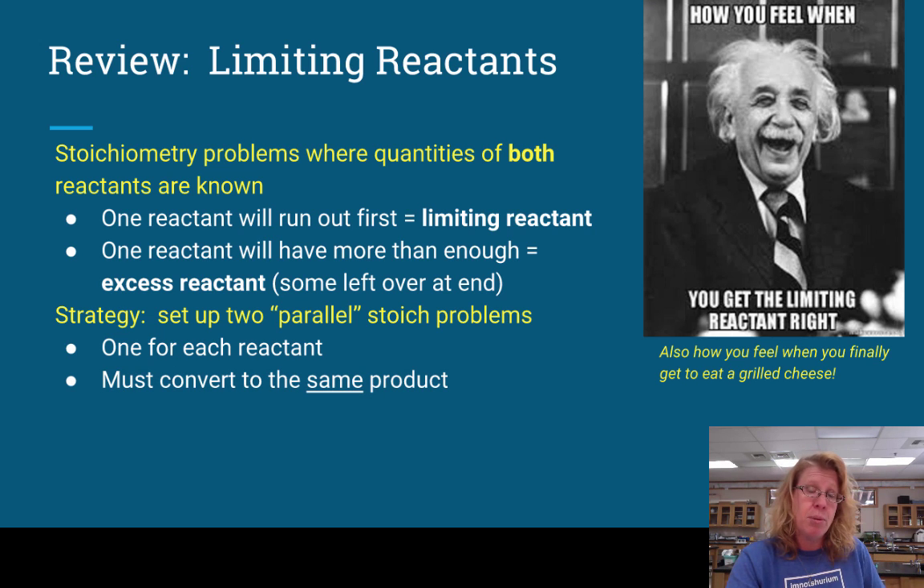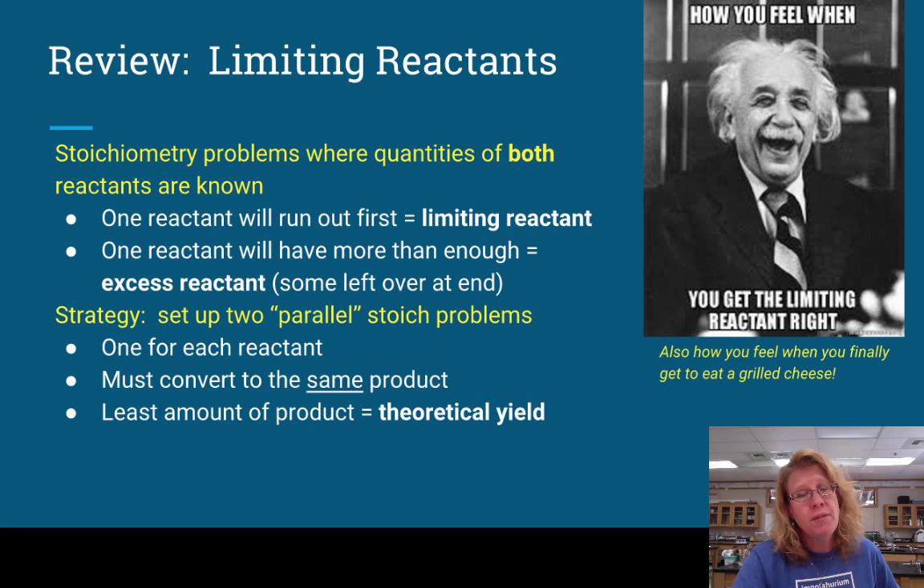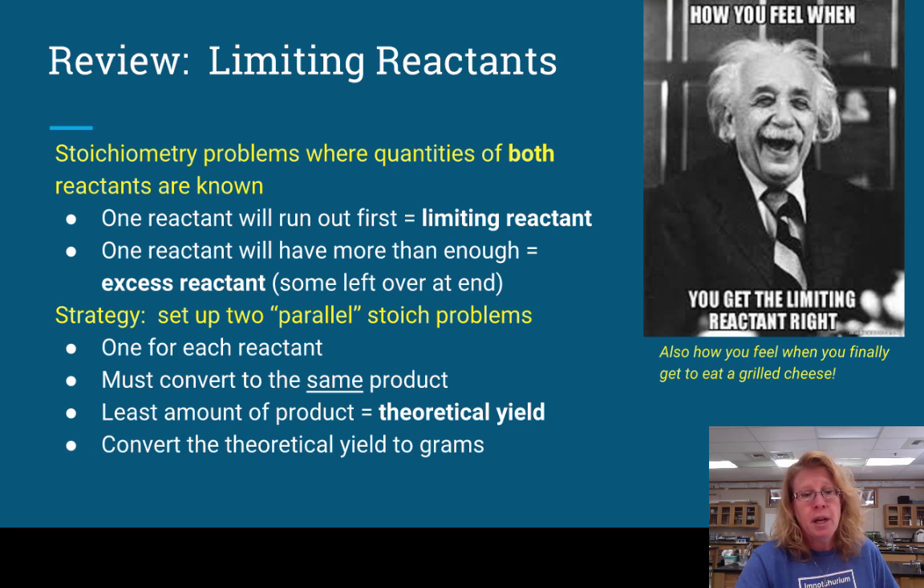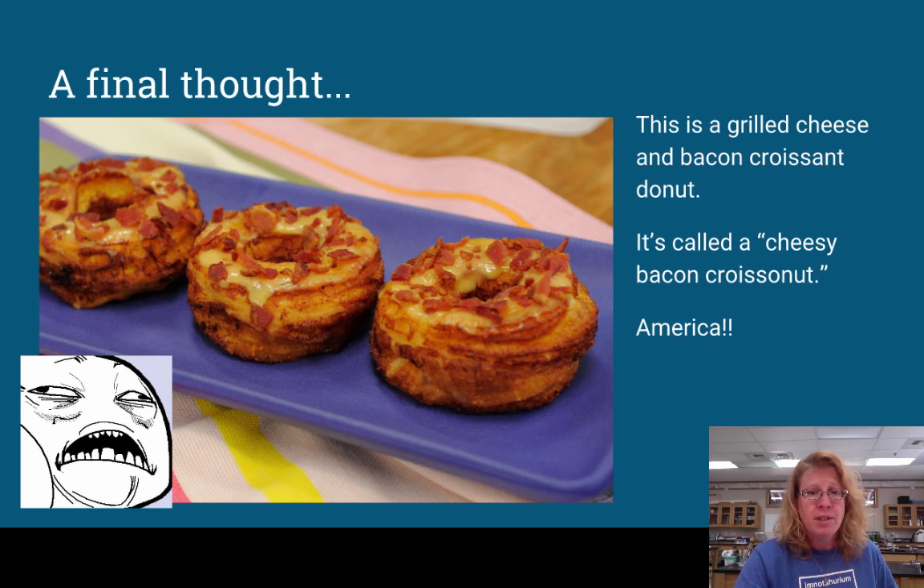Typically, I'll try to give you a product to go to. But if I don't, you just have to go to a product. It doesn't matter which one it is. Just make sure to pick the same one each time. And then whatever your least amount of product is, that is the theoretical yield. You can either calculate that in terms of moles and then potentially convert it to grams, or you can go all the way to grams in each one of your stoichiometry problems if you wish. And again, you can do that as a separate step, or you can do that within your 2 parallel Stoich problems, whichever one makes you happier, I guess. Makes sense to me. So there you go.